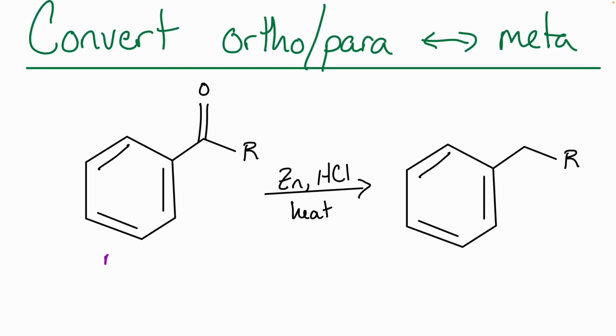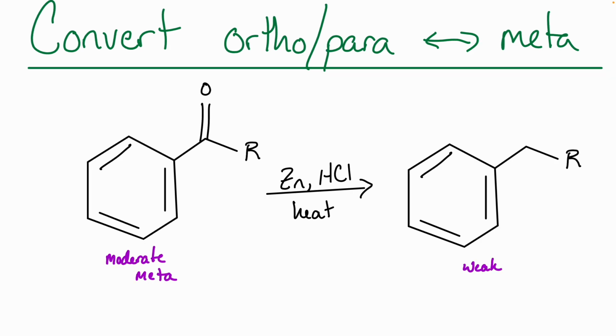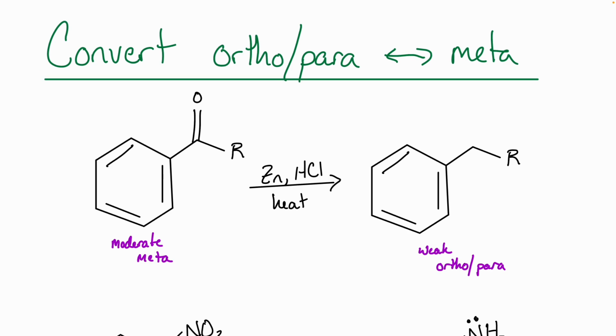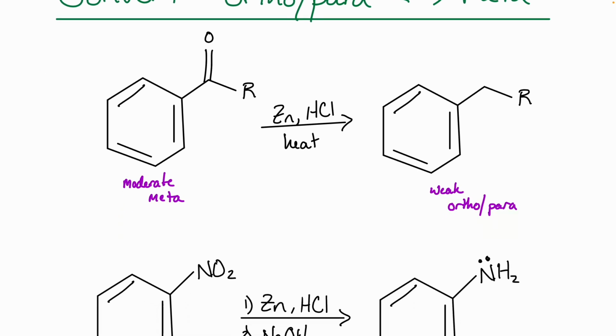We went from having this moderate meta-director, and this alkyl group would be considered what? Ortho-para or meta-directing? This one would be ortho-para. It's actually a weak ortho-para. All right, so this is one reaction where we can change what's on our ring here.